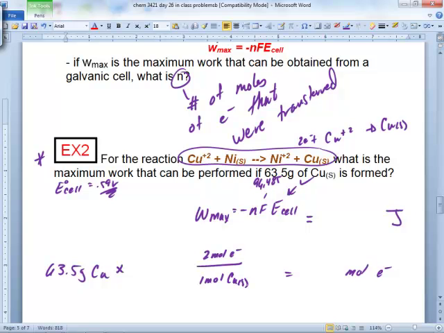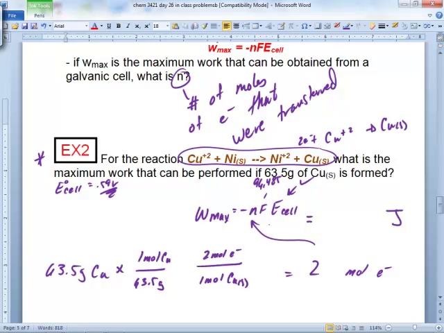So what do we need to do first? Convert the grams into moles. 63.5 grams of copper and 1 mole of copper. So the answer is just 2.